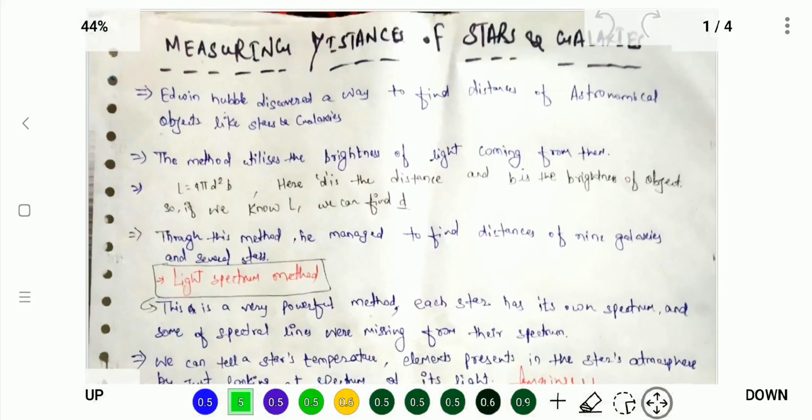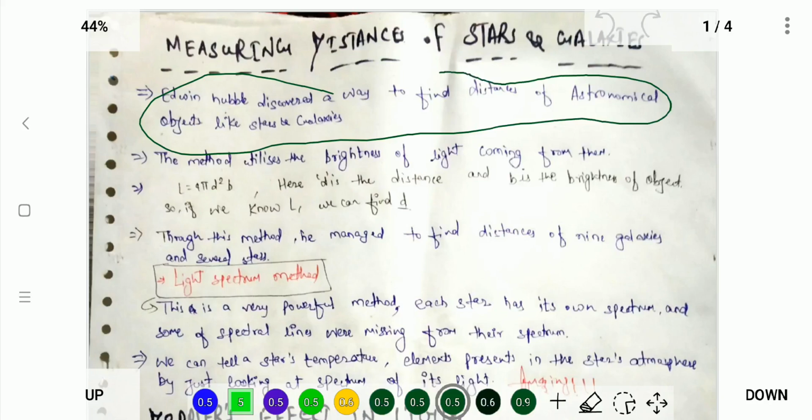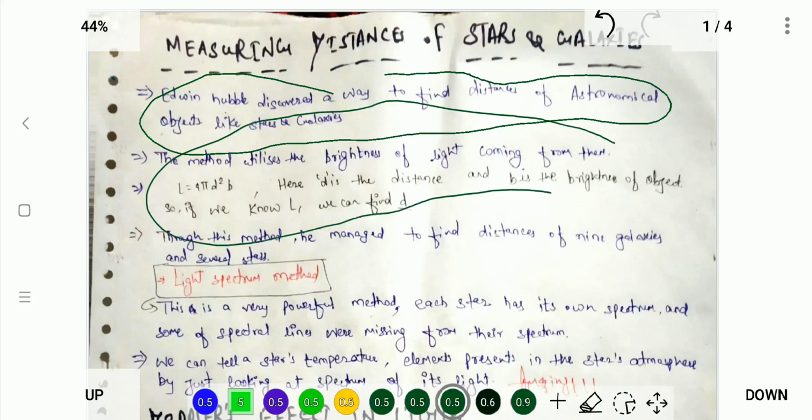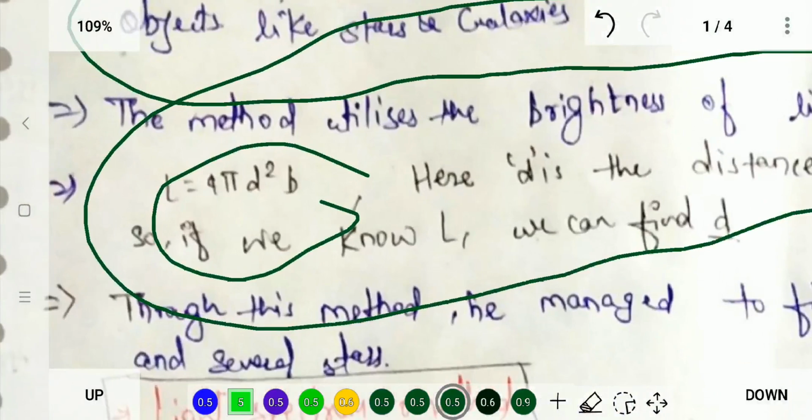So, here's the trick. Edwin Hubble discovered a way to find astronomical distances of objects like stars and galaxies. And how did he do that? The objects emit light, and he measured the luminosity and the brightness of the object. And according to this formula, L equal to 4 pi d square b, he managed to get the d value, where d is the distance.